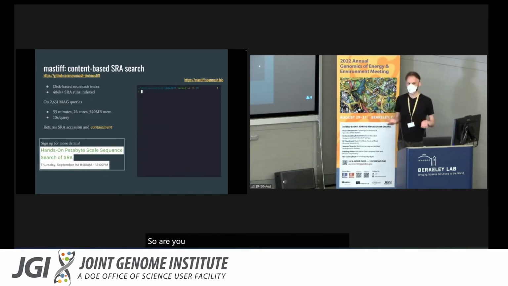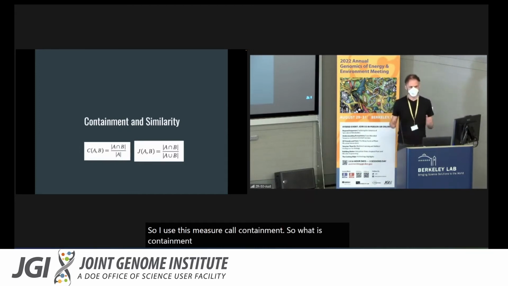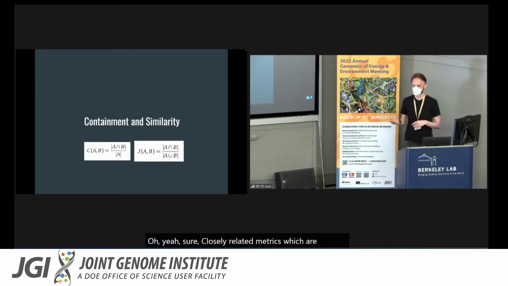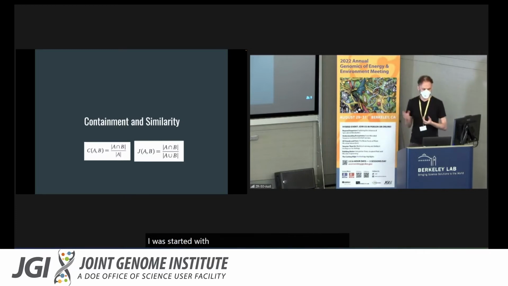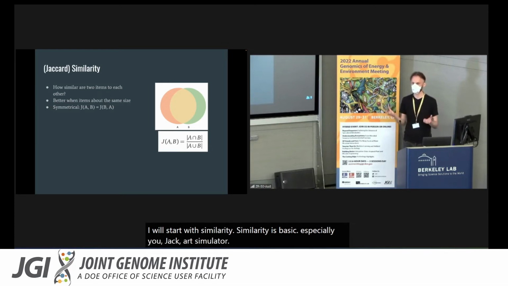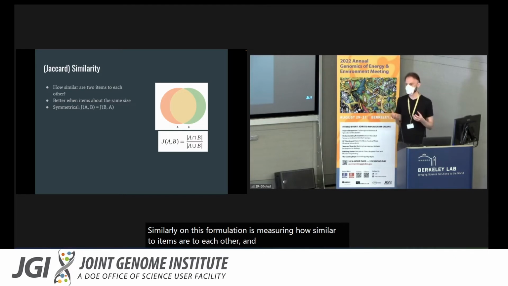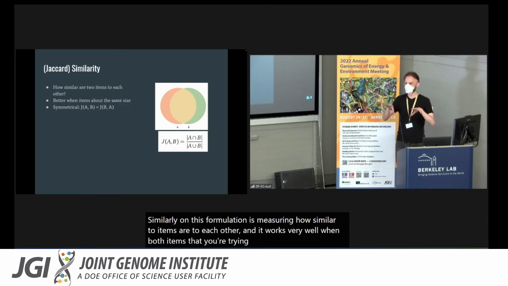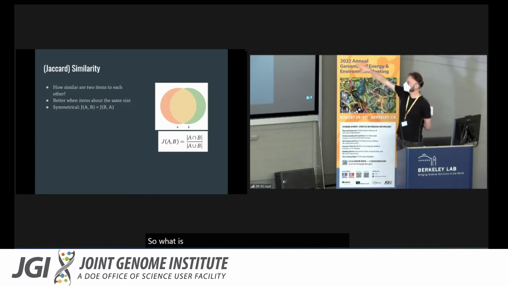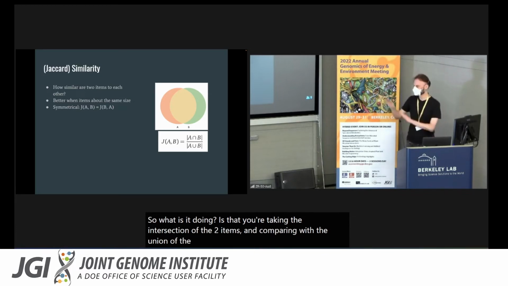So I use this measure called containment. So what is containment? I'll use two closely related metrics, which are containment and similarity. I will start with similarity. Similarity, especially Jaccard similarity in this formulation, is measuring how similar two items are to each other. And it works very well when both items that you're trying to compare are about the same size. So what it's doing is taking the intersection of the two items and comparing it with the union of the two items, speaking in set terms.